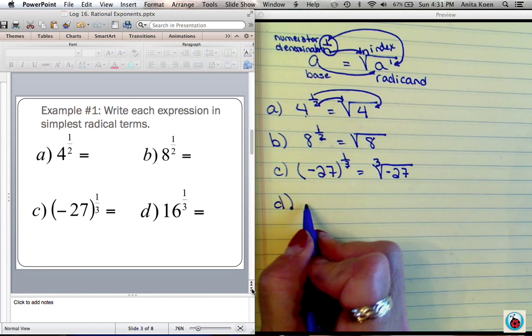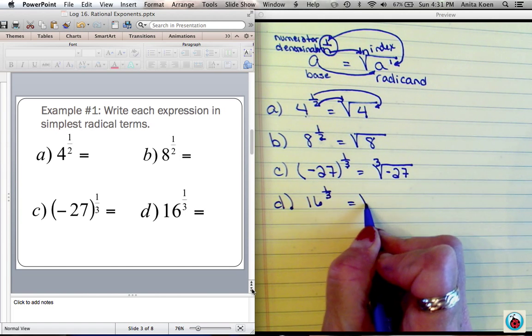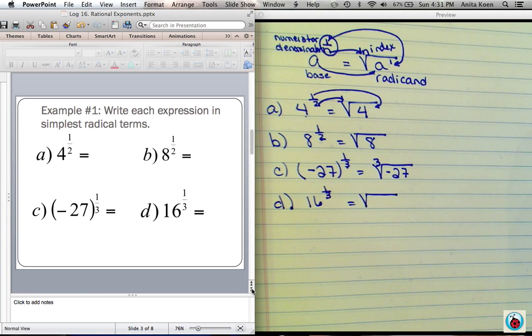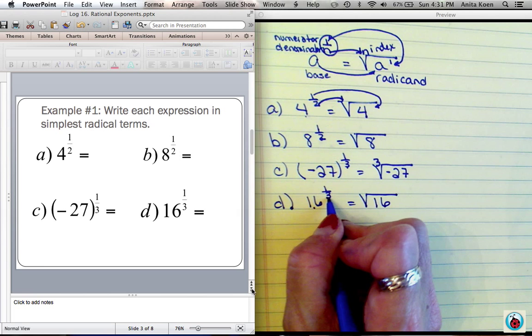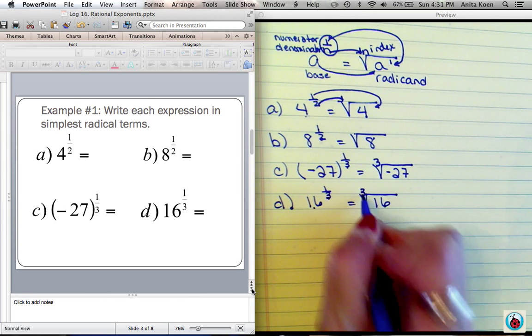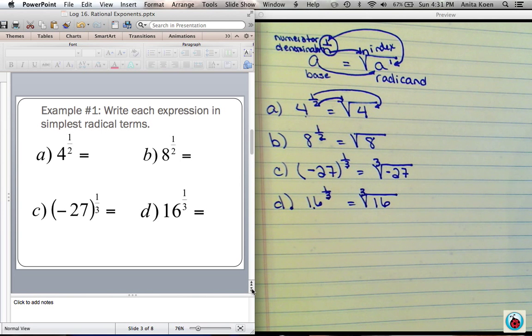Letter D, 16 to the 1/3. I see the fractional exponent, so I immediately write down my radical. My base becomes the radicand, the denominator becomes the index, and the exponent comes from that numerator. So 16 to the 1/3 is the same as the cube root of 16. Notice these directions say write each expression in simplest radical terms. So I'm putting it in radical terms.